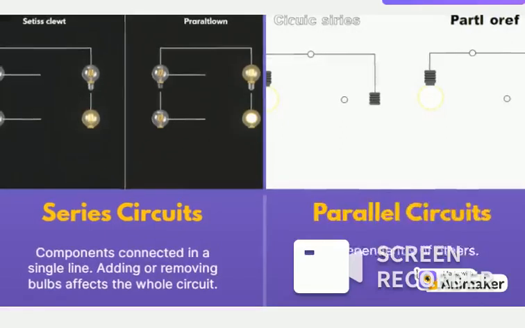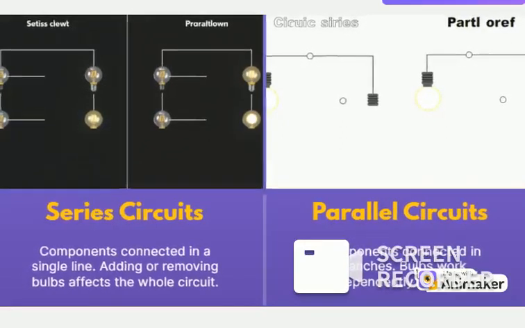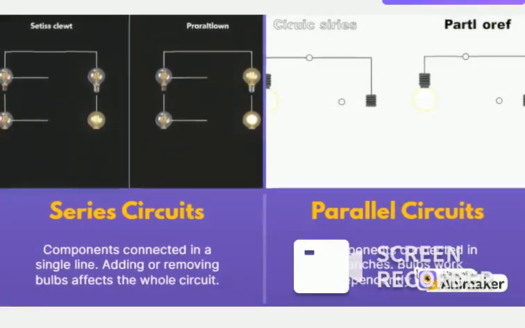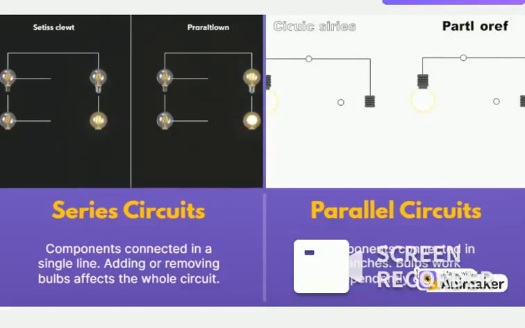Series circuits. Components connected in a single line. Adding or removing bulbs affects the whole circuit. Parallel circuits. Components connected in branches. Bulbs work independently of others.